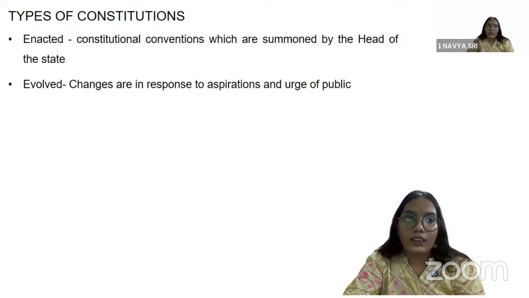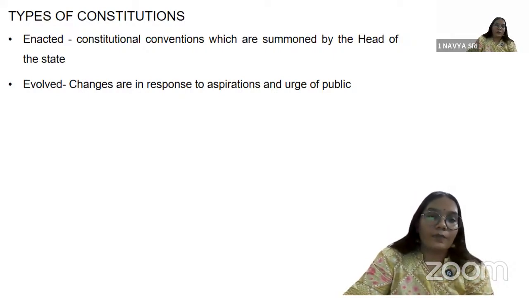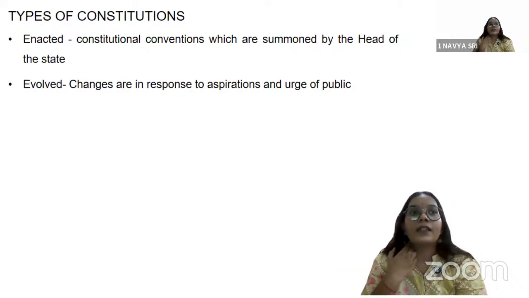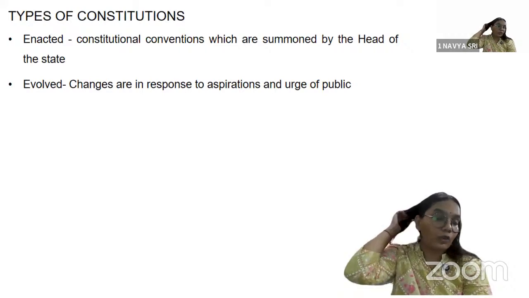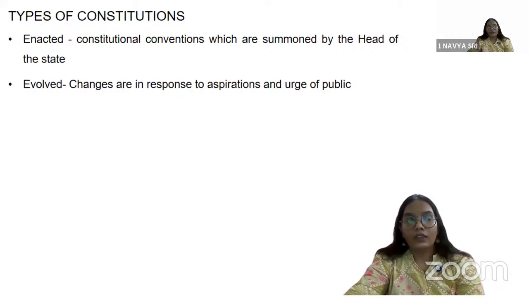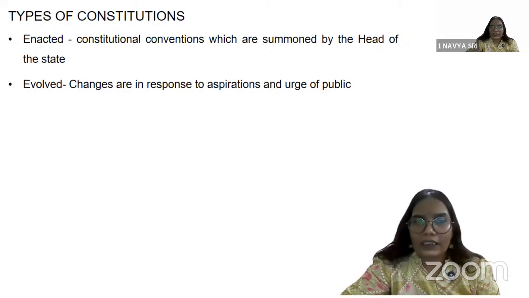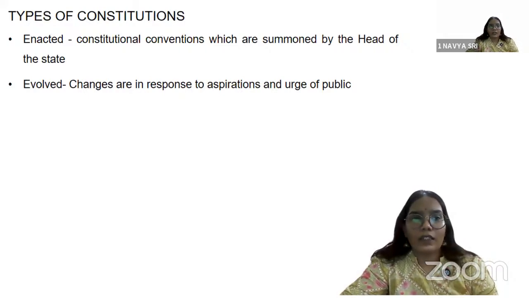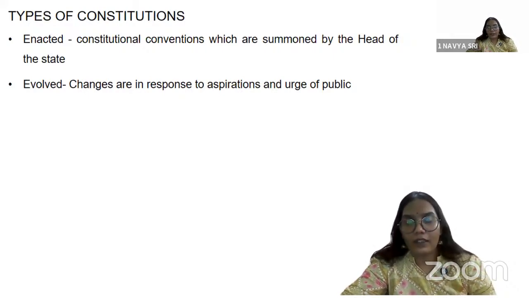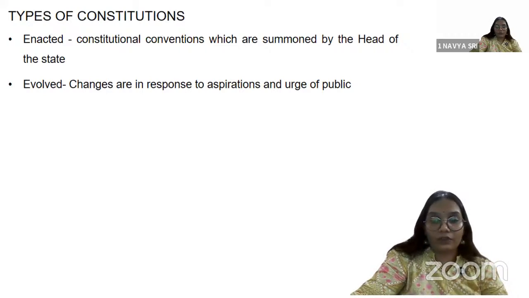The next one is evolved. Changes are in response to the aspirations and urges of the public. For example, the public plays a crucial role in asking the government to amend bills, through an outcry against the general public opinion, whether in relation to the state governments or the central government. If people think that there is a need, then the government may think to introduce that bill in the house for formal discussion.